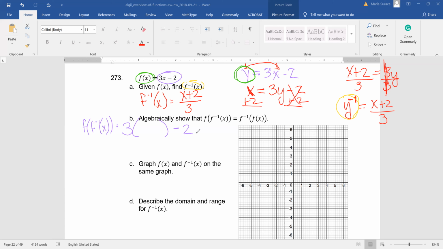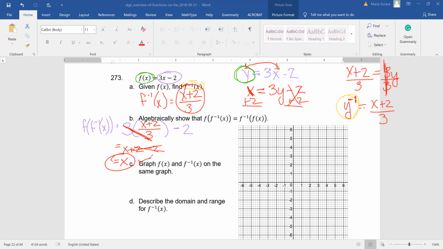Now, what I need to plug in is not x. I need to plug in the inverse. The inverse is x plus 2 over 3. This is where it gets really easy. Because they're inverses of each other, everything cancels out. So, see the 3 in the numerator and the 3 in the denominator? These go away. So you end up getting x plus 2 minus 2. Now look what happens. 2 minus 2, they cancel out. You're left with x. If two functions are inverses, remember, you're supposed to be left with x.